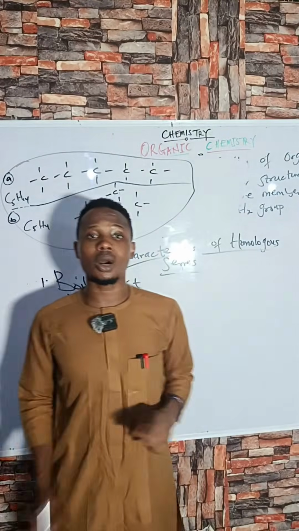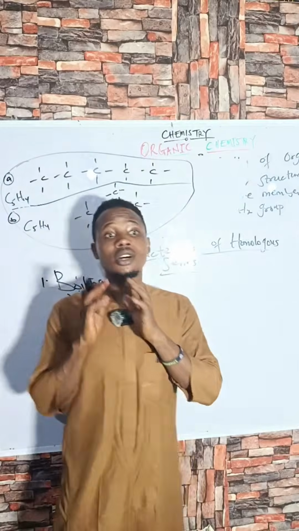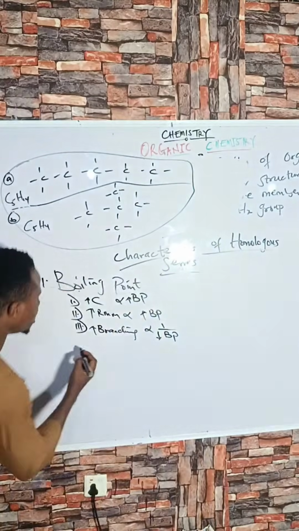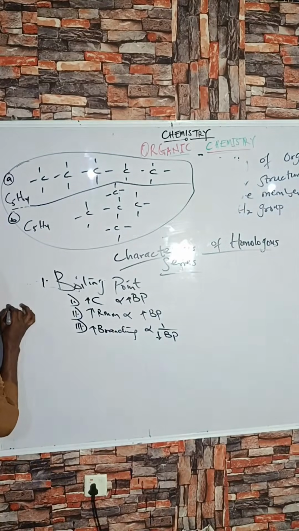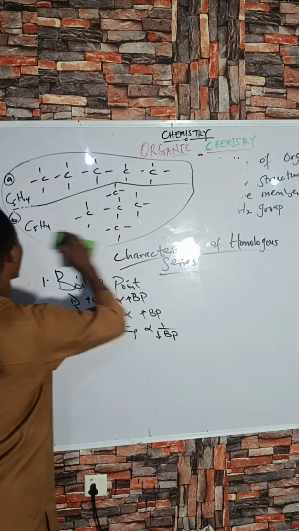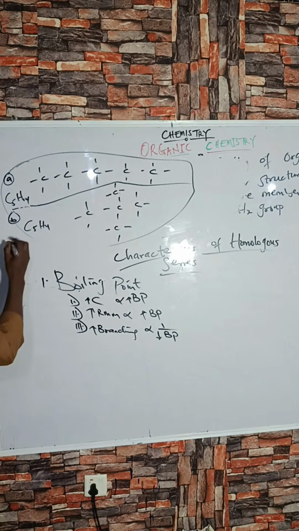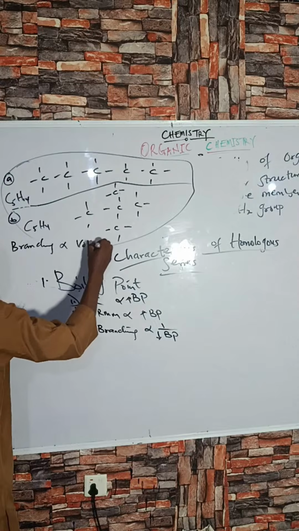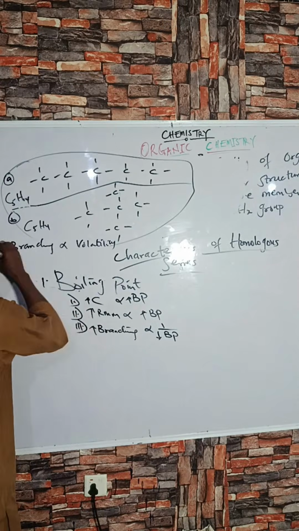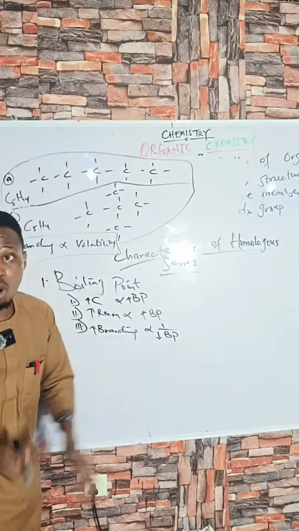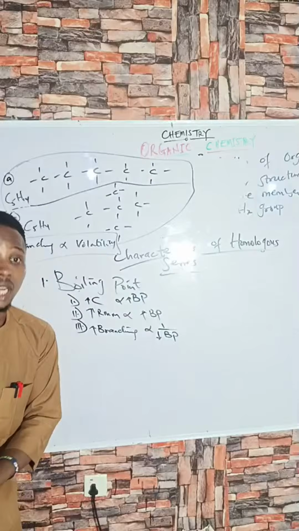When we were studying the characteristics of organic compounds, we said organic compounds are volatile, that is, they have volatility, the ability to become gas. Now, branching is directly proportional to volatility. We want to do a bit of mental work now. Listen properly: branching is directly proportional to volatility. Now, what exactly does this mean? It means when we increase the branching, it becomes more volatile.